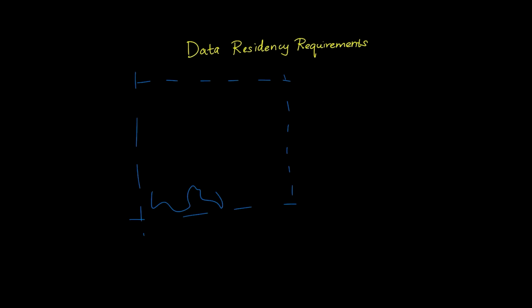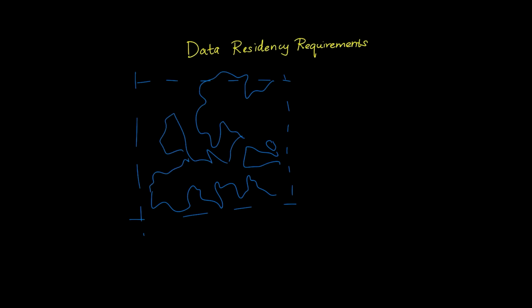Data residency requirements represent the geographic boundaries of data sovereignty in action. When GDPR mandates that European citizen data must remain within European borders, this isn't just a suggestion, it's a legal requirement with severe penalties for violations.